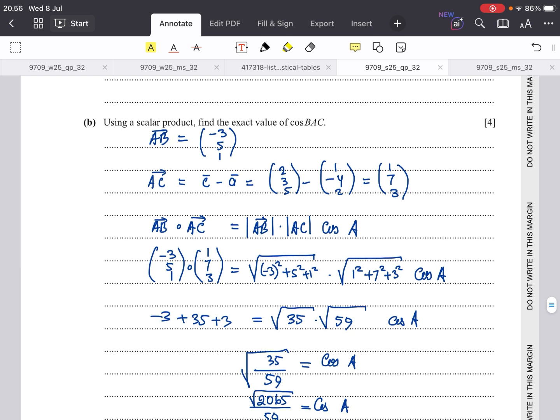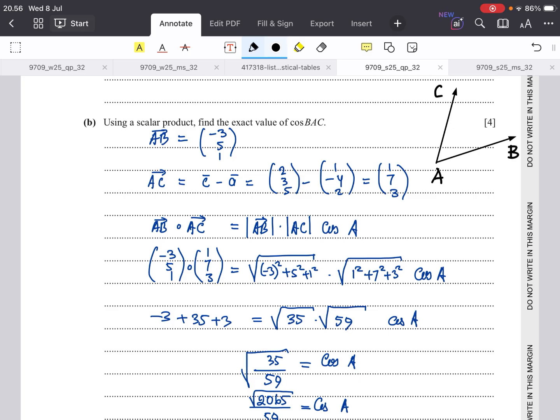Using a scalar product, find the exact value of cos BAC. So in order to find cos BAC, we need to find vector AB and vector AC. We want to find this angle alpha.